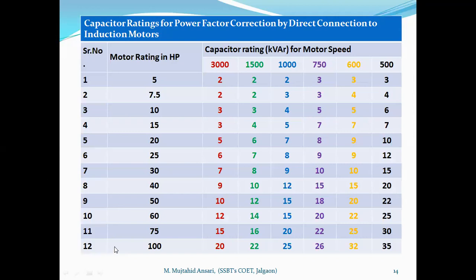This is the chart which indicates the suitable capacitor rating for different capacities of motor in HP with respect to the speed of the motor. Most of the popular motors are 1500 RPM motors. It is found that for 30 HP there is 8 kVAr, and for 40 HP it is 10 kVAr. So about one fourth of the capacity, we can use as capacitor to improve the power factor.